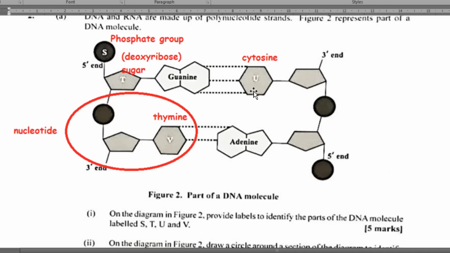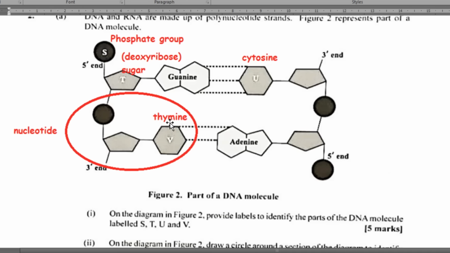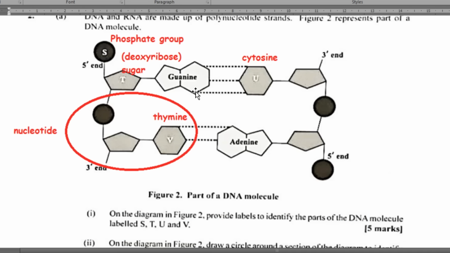U is going to be a base, but in this case they probably wanted to name the base, and that will be where guanine connects to cytosine. Think of it like the car in the garage, C and G, car in the garage. And V is thymine, because that is connected to adenine. Think of that as the apple in the tree. The apple in the tree, the car in the garage.